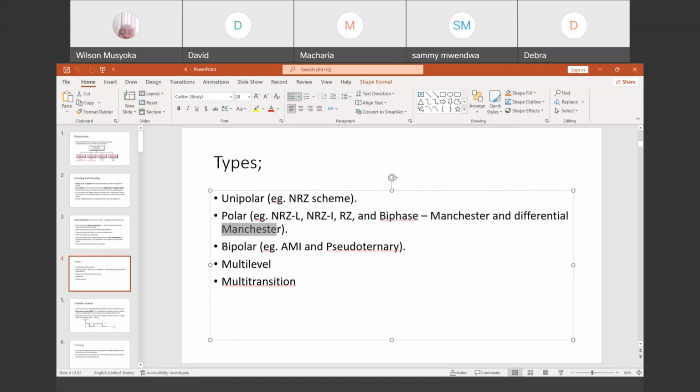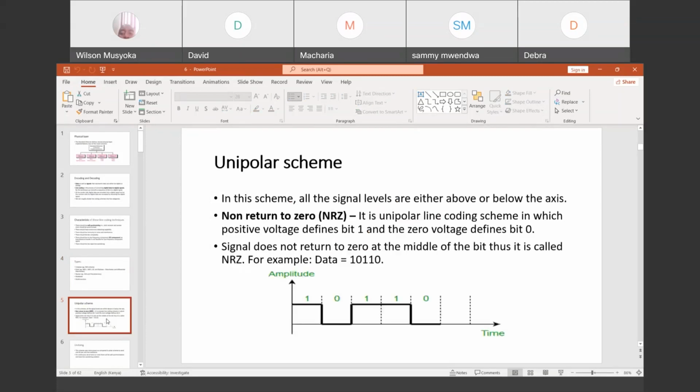We also have bipolar, which is represented by AMI and pseudoternary. Then we also have the multi-level and multi-transition mechanisms. So let us look at some of these. We start with the unipolar scheme, where we start with the non-return to zero.